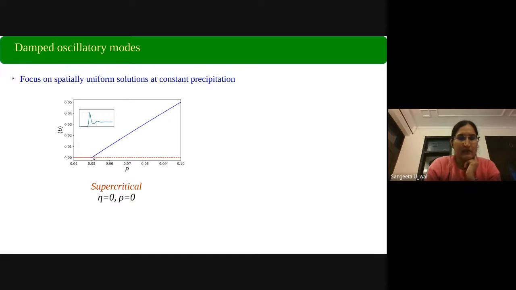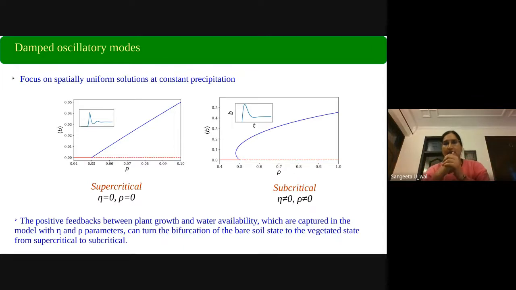And we also find that when it bifurcates at some value of precipitation, which we can calculate, so here there is a threshold for precipitation, then this uniform vegetation has some oscillatory modes, and these oscillatory modes are damped in nature. In the inset, these damped oscillatory modes have been shown, but for finite eta and rho, or even if only one of them is finite, we can get subcritical bifurcation.